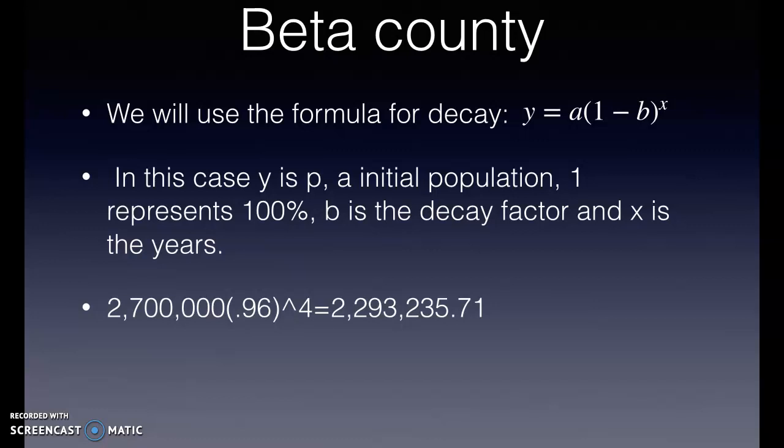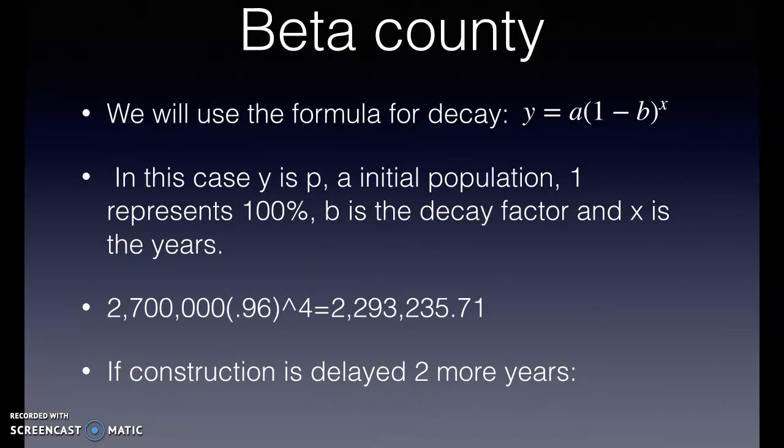4 years. You're looking at 2,293,235.71. Now, you can't have 0.71 of a person, so we'll round up, I guess.